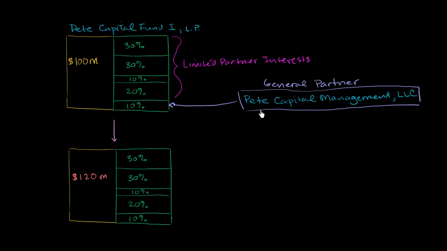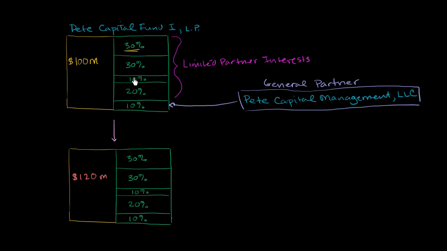And probably Pete owns this entire company, but he might have a couple of employees, probably 4 or 5. Now, the way it works with the limited partnership is they don't call it necessarily shares, but it's essentially the same thing. Someone who, out of this 100 million, contributed 30 million would get 30% in limited partner interest. Someone who contributed 10 million would get 10% in limited partner interest.